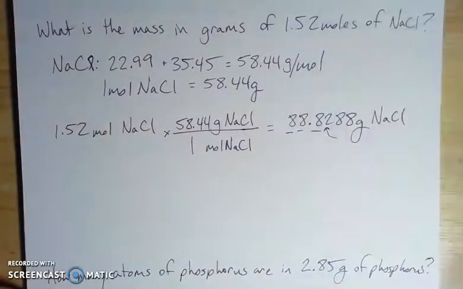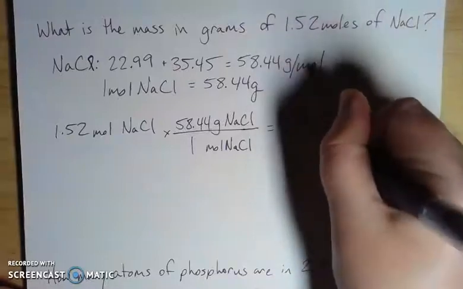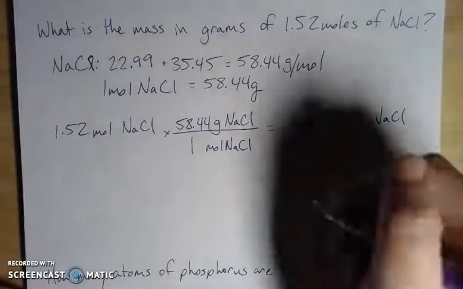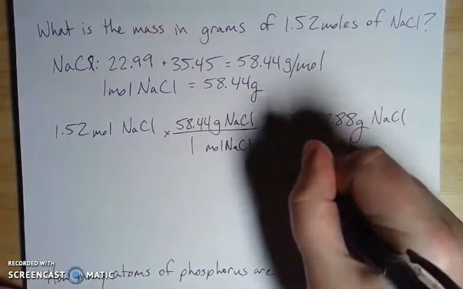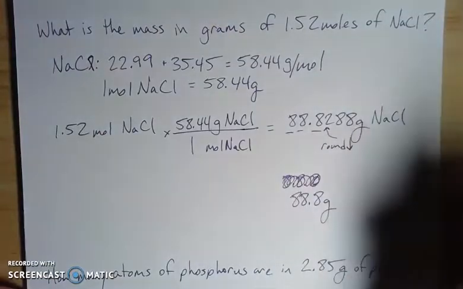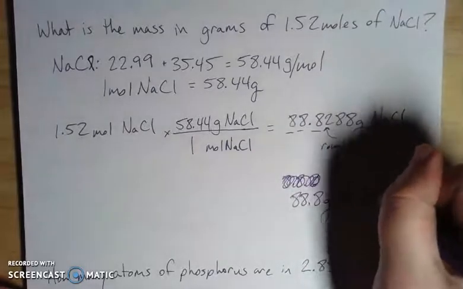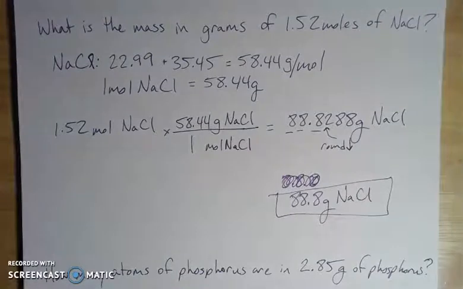I'm looking to the 2 to round, which will round down because it's less than 5. So that's going to give me 88.8 grams. Few too many decimal points there. 88.8 grams of sodium chloride. All right.